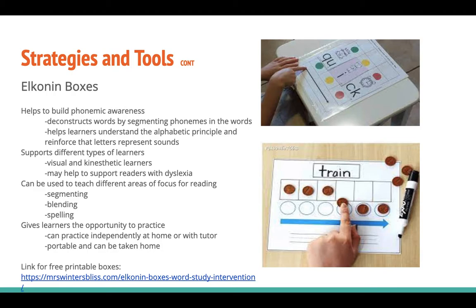boxes or circles for every sound. They can also tap boxes or circles. Learners can use a token to slide out of a box or circle. Many Elkonin boxes have arrows to use when the reader blends the words. This visual support can help the reader track from left to right and help keep sounds in order. Some boxes also come with a writing component where learners can practice writing after segmenting and blending.